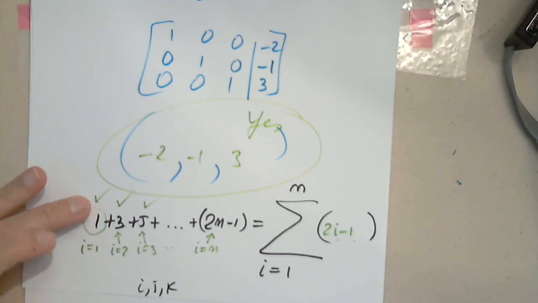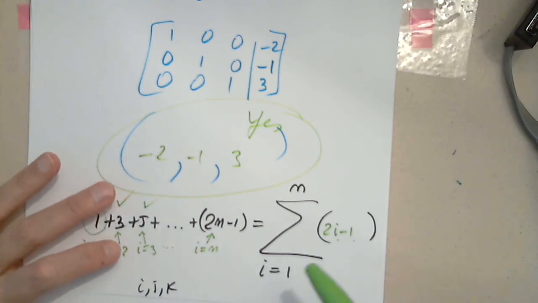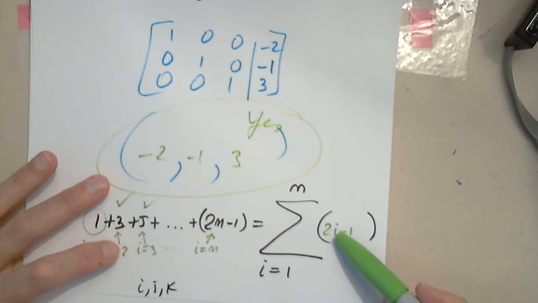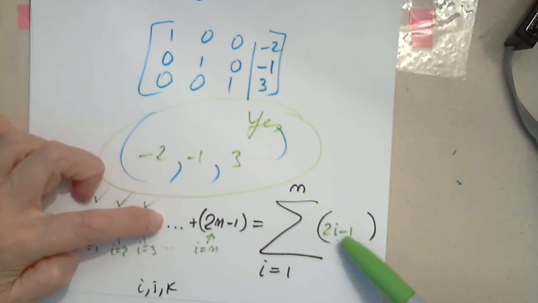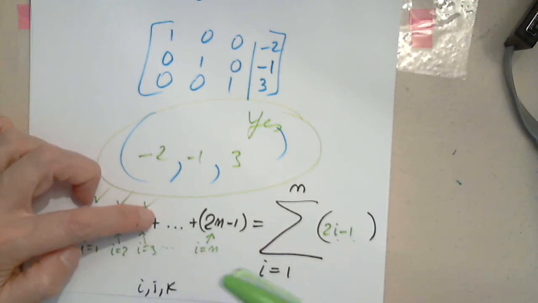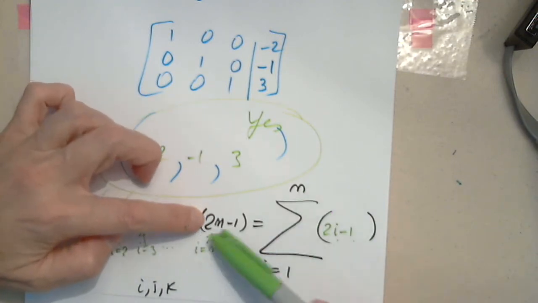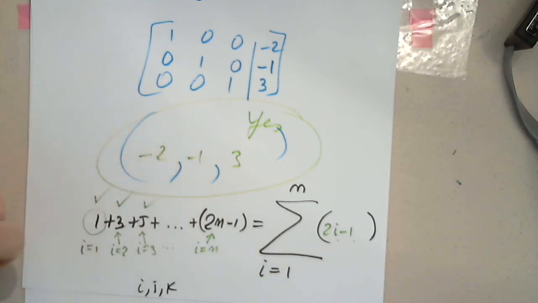So when i is 1, I get 1. When i is 2, I get 3. According to the formula, when i is 4, it will be the next one: 4 times 2 is 8, minus 1 will be 7. And so on and so forth. When i is n, that's all I have, the general term, 2n minus 1. Very good question.